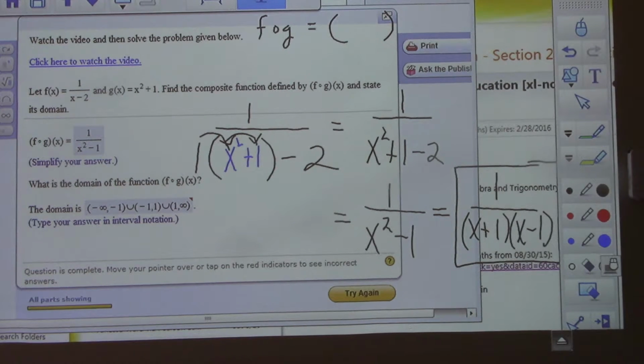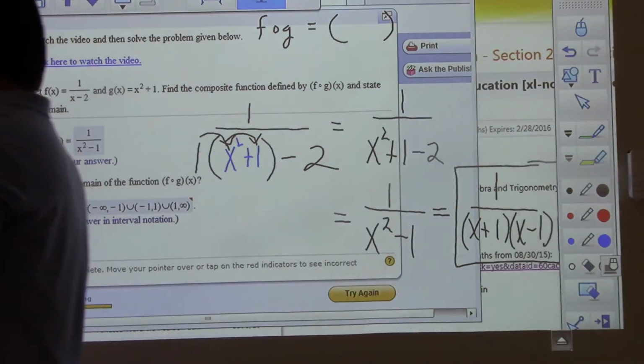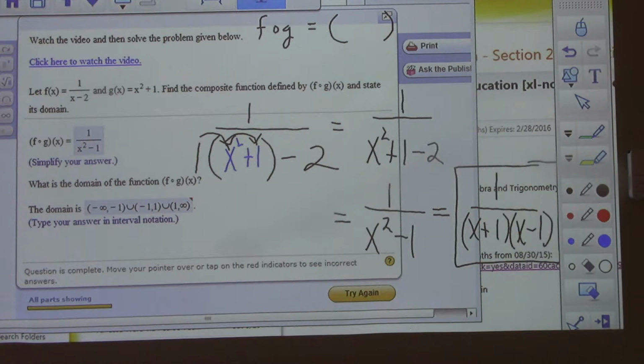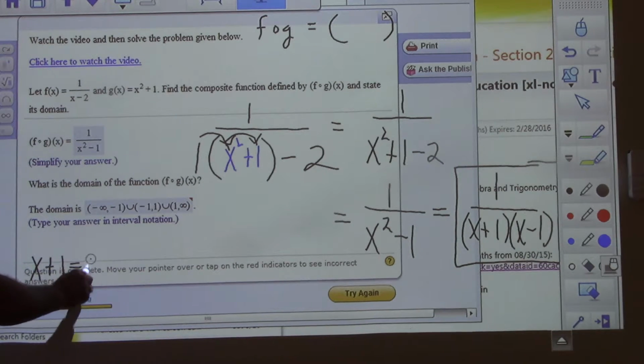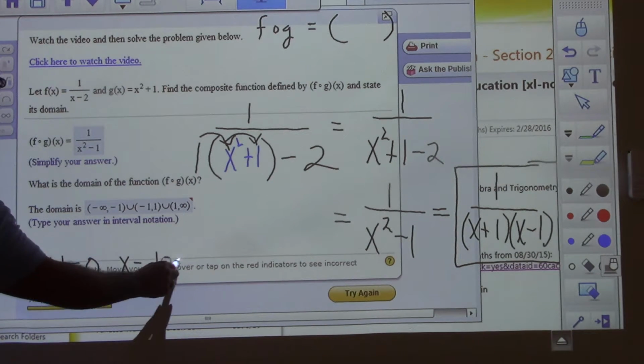That is f composed of g. Is the domain affected? Yes or no? That's a 50-50 shot. That's not rhetorical. Yes. Why? It's a fraction. I told you, the domain is going to be affected if you have a radical function or a rational function. So what do we got to do? Set the denominator equal to what? 0. x plus 1 is equal to 0. x minus 1 is equal to 0.